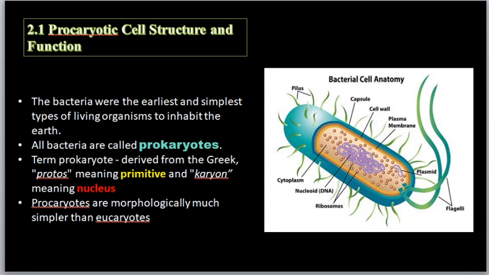Let's go to the first topic, prokaryotic cell structure and function. We will be talking about the different parts of your prokaryotic cell. When you say prokaryotic cell, these are the bacteria. Most of the examples that I will be showing here will be about the bacterial cell. Bacteria were the earliest and simplest types of living organisms to inhabit the earth. Bacterial ancestors were the first living cells to appear on earth.